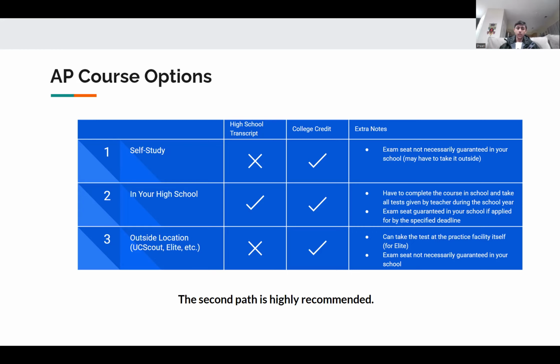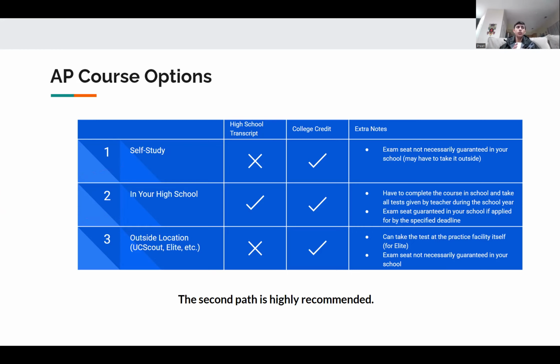Now, if that's clear enough, we can go to the second option, which is taking the course in high school. What this means is that it'll be on your high school transcript because you're taking it between 1 through 6 periods. You've taken the course, you've gotten a grade for it for both semesters, and you're getting the college credit for it. And this means that you'll have to take all the tests and all the homework assignments in class, and they're all done in your high school time.